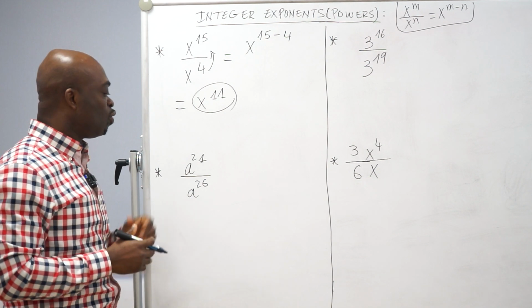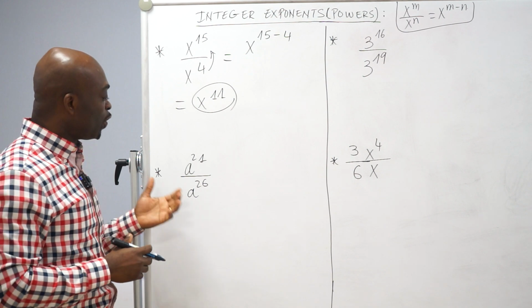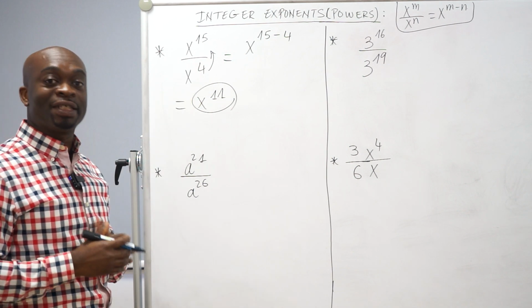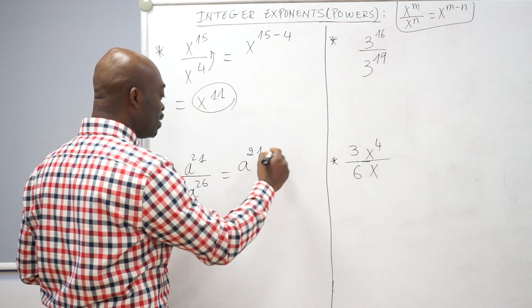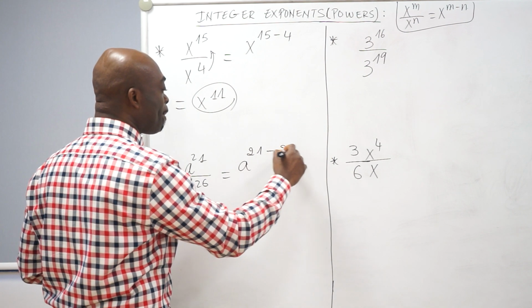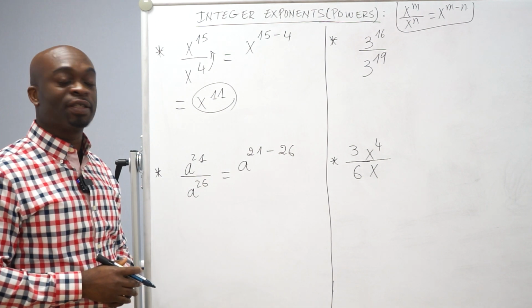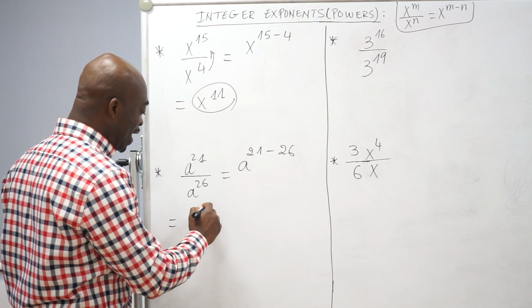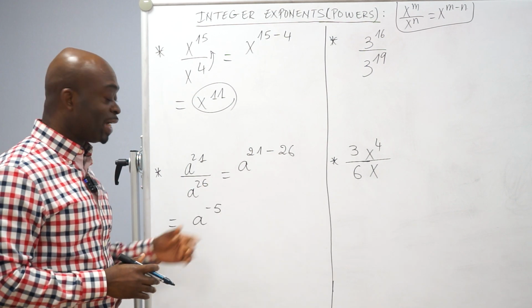Now the second question: a power 21 over a power 26. The same concept applies. So this is a to the 21 minus 26, which gives us a to the -5, because 21 minus 26 is -5.